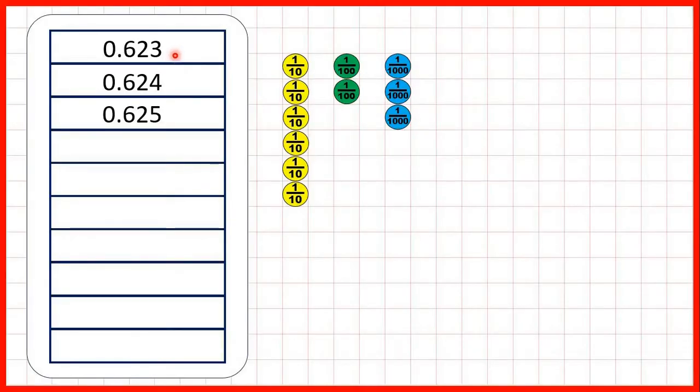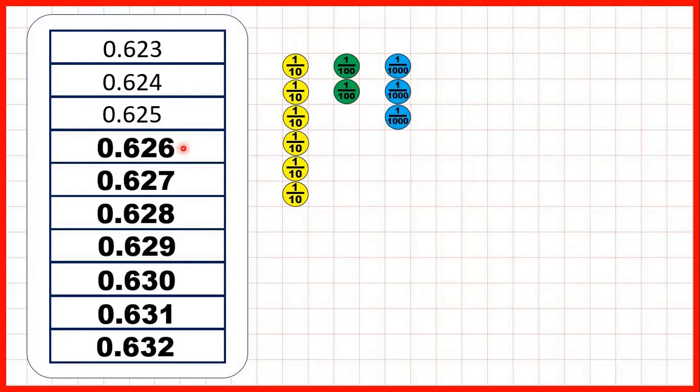Now let's count in thousandths. So first we have 0.623, so that's 6 tenths, 2 hundredths, and 3 thousandths. If we count in thousandths, we then have 0.624, then 0.625. What are the next 7 numbers in this sequence?